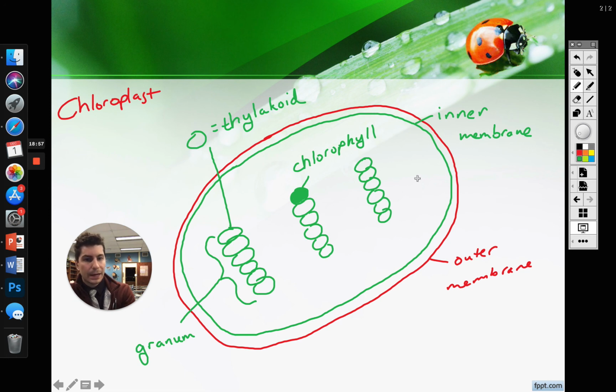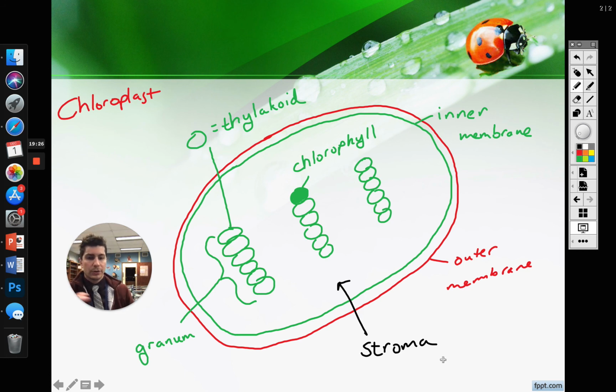All right. And then the last thing I want to label on this picture, guys, is this. Okay, which is the stroma. So that is just a fancy term for the liquid that is inside of our chloroplast, inside the inner membrane, and it's all around our thylakoids, and it just keeps the thylakoids in place.